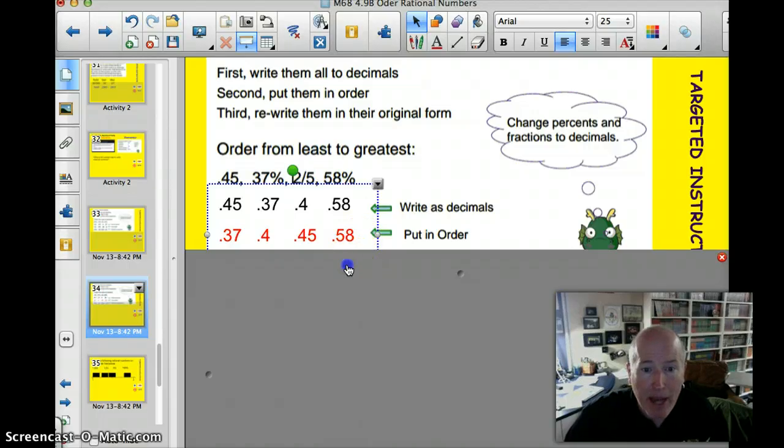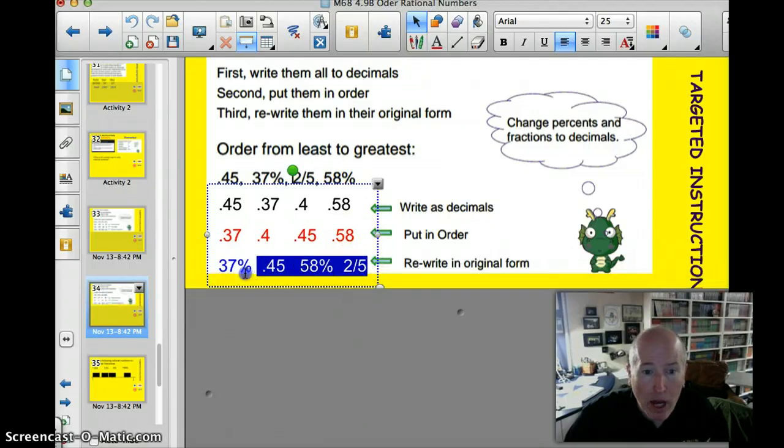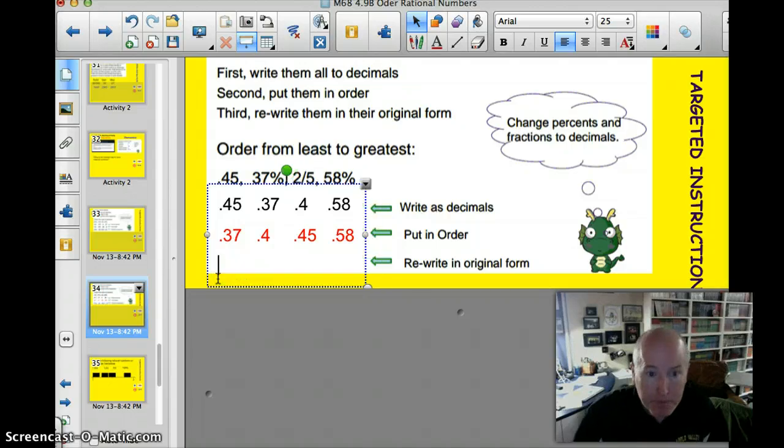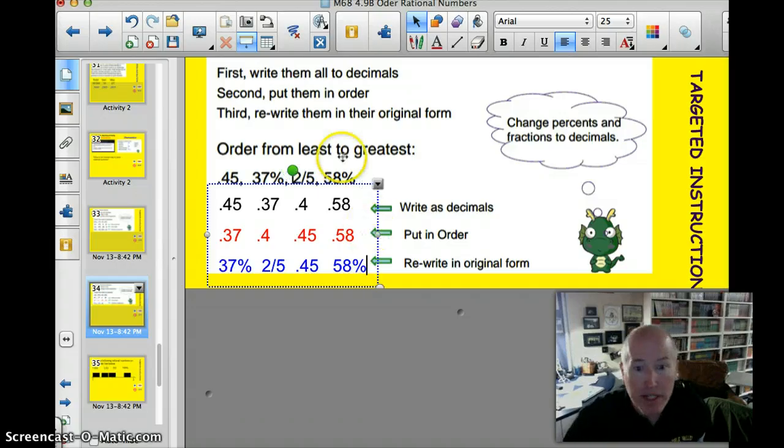We are set. Now we have to put them back into their original form. So I'm going to have to redo this line too. 0.37 originally was 37%. So 37%. 0.4 originally was 2/5. So I have to write that as that fraction, 2/5. 0.45 originally was 0.45. So that just stays the decimal. And the last one, 0.58, originally was 58%. So I have to write that as 58%.